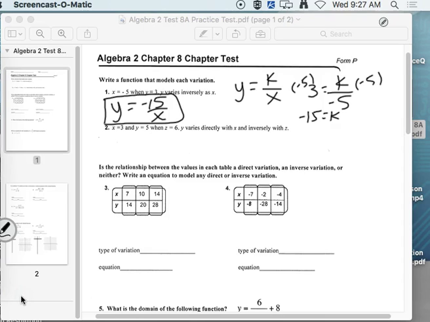You know, they find k and they go, yes, I found k. But it said, write a function that models this. We have to model inverse variation. We can't just tell them what k is. We have to show the division.